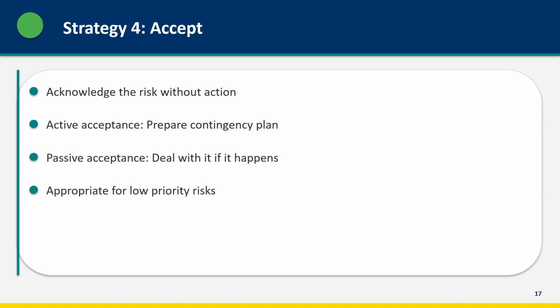Acceptance means acknowledging the risk without taking action to change it. Active acceptance prepares a contingency plan. If the risk occurs, you know what you'll do. The plan is ready to execute. Passive acceptance means you'll deal with it if it happens. No specific plan, just awareness.